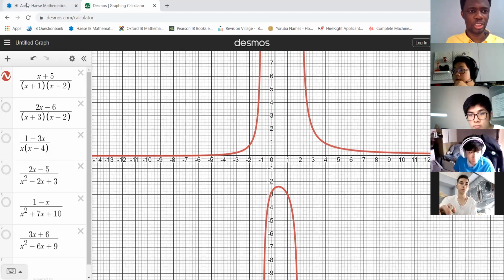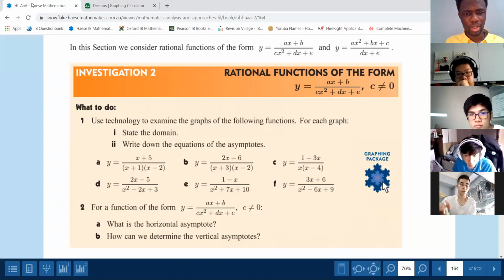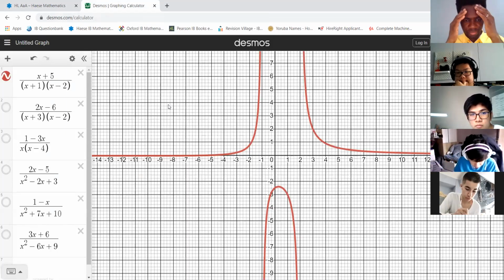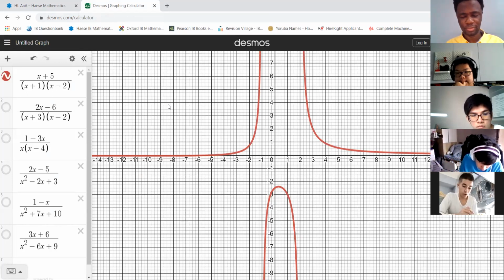So the next question is, write the equations of the asymptote. Alex, equation of the asymptote. The horizontal.